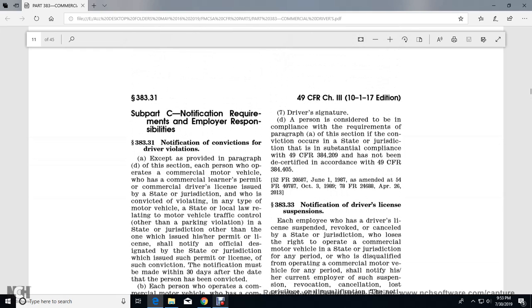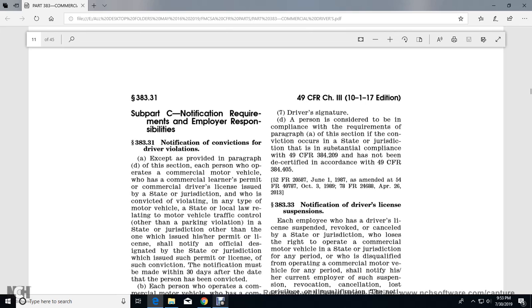Alright, 383.31, notification of conviction for driver license violation. As provided in paragraph D of this section, each person who operates a commercial motor vehicle with a commercial learner's permit or commercial driver license issued by a state jurisdiction, and who is convicted of violating any type of motor vehicle state law relating to motor vehicle traffic control, other than a parking violation, in a state or jurisdiction other than the one which issued his or her permit.